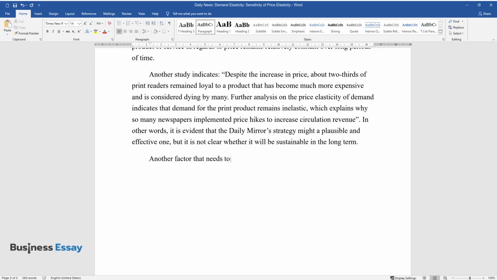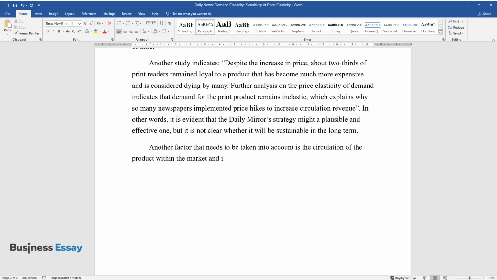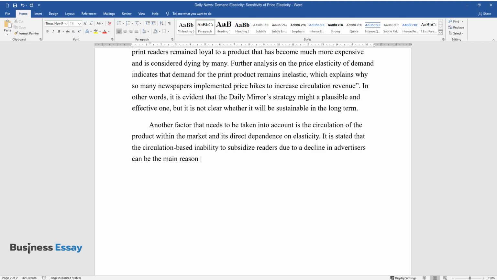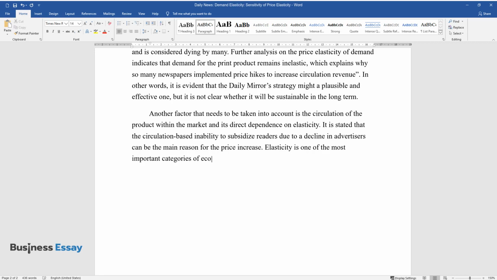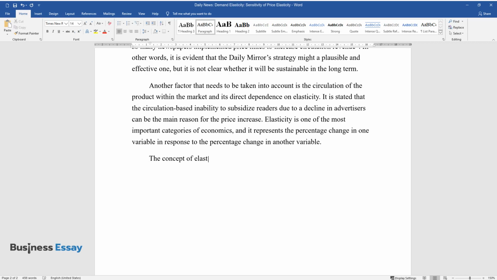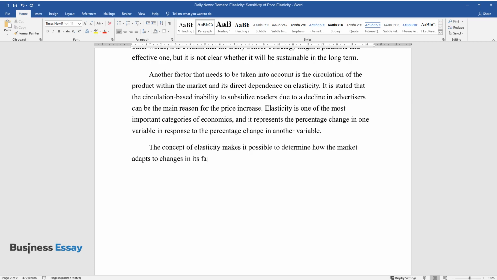Another factor that needs to be taken into account is the circulation of the product within the market and its direct dependence on elasticity. It is stated that the circulation-based inability to subsidize readers due to a decline in advertisers can be the main reason for the price increase. Elasticity is one of the most important categories of economics, and it represents the percentage change in one variable in response to the percentage change in another variable. The concept of elasticity makes it possible to determine how the market adapts to changes in its factors.